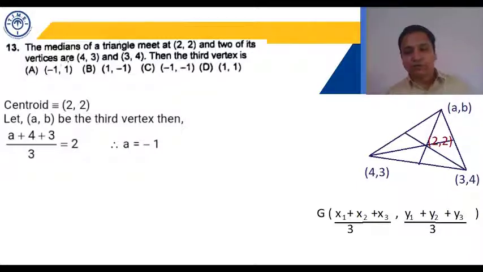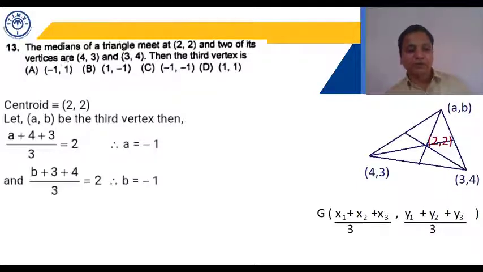Now let's find the y coordinate B also. Similarly, we can apply (B plus 3 plus 4) by 3 is equal to 2. That is (B plus 7) by 3 is equal to 2. B plus 7 is equal to 6. The value of B also comes out to be -1.